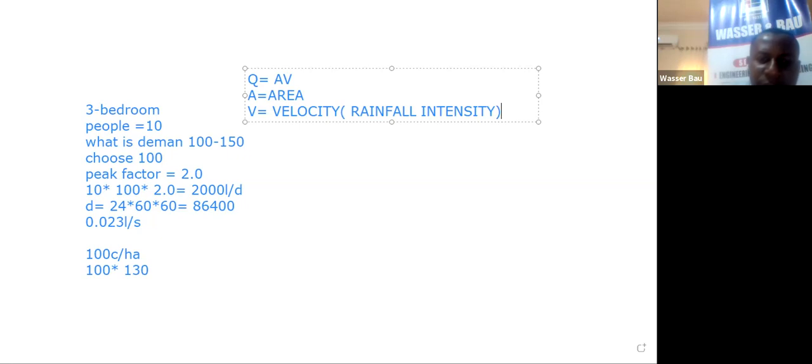This multiplied by this will give you this. This multiplied by this will give you this. So after you have gotten all this, you now do summation. So catchment A is on its own. So catchment A remains.